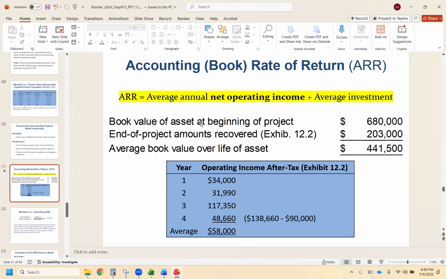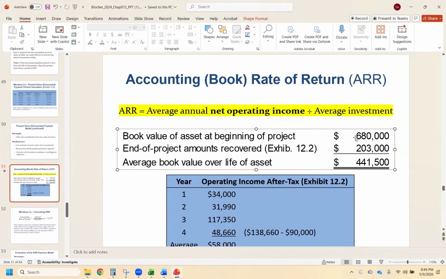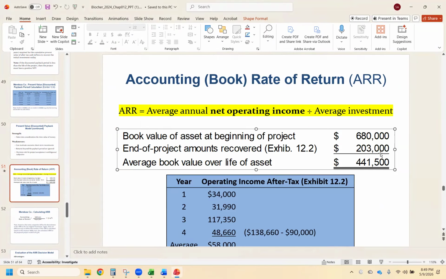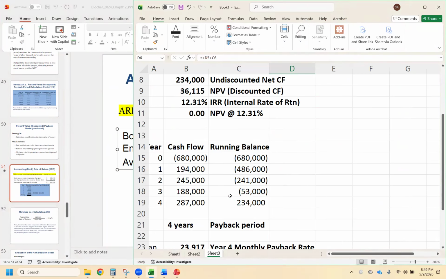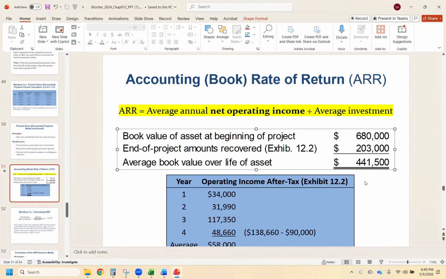So here we've got book value of the project at the beginning, 680. Oh, darn it, I didn't mean to do that. So that's the 680 that we're investing. And then the amount we get at the end is $203,000. So let me go to my spreadsheet and see. 234 is what I have. They have 203. Oh, they have an exhibit of where that came from.